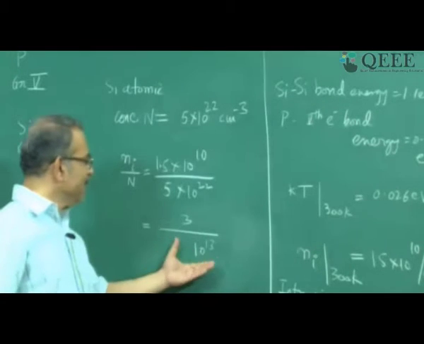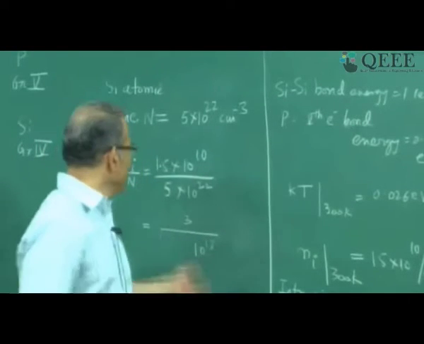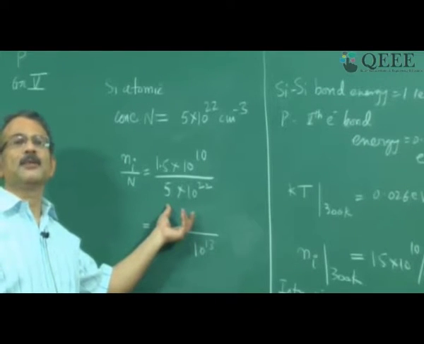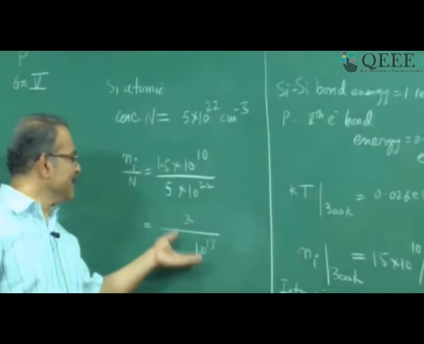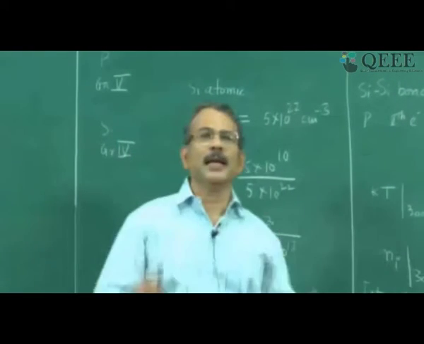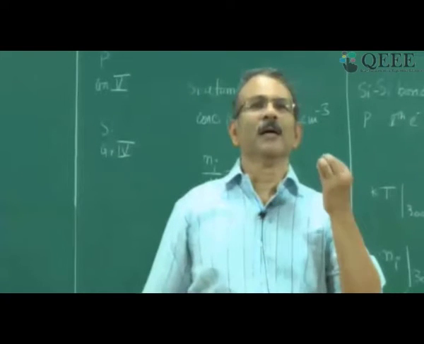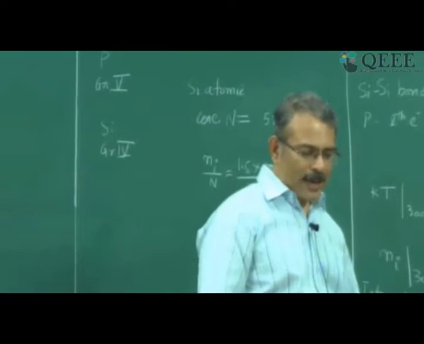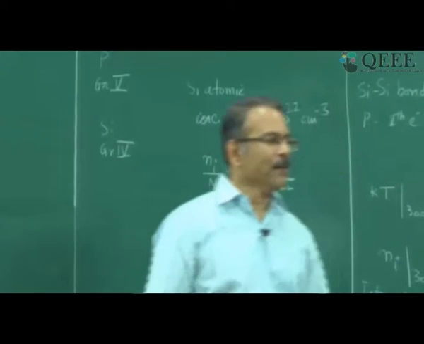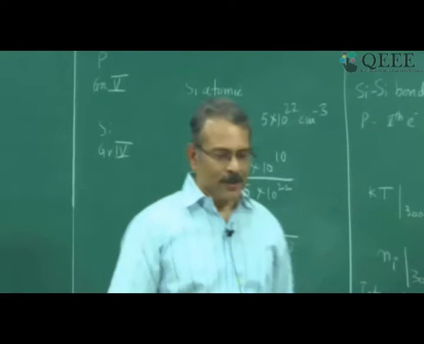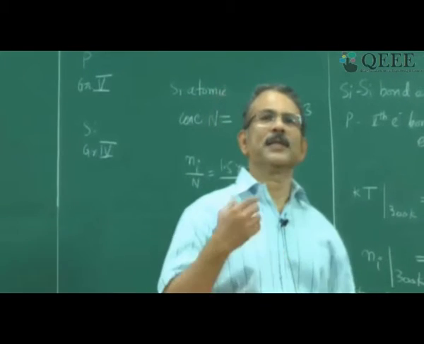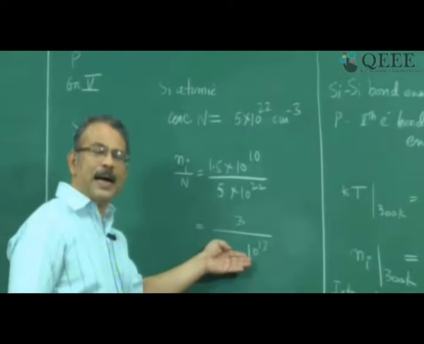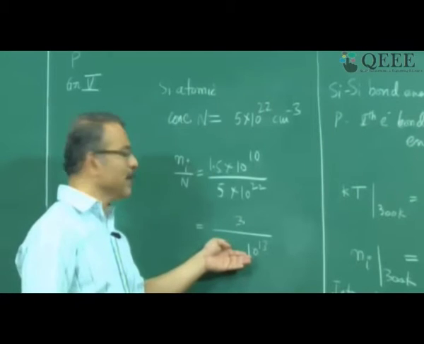This means for every 10 power 13 silicon atoms, only 3 silicon atoms have their bonds broken to give rise to electron hole pairs in an intrinsic semiconductor or pure semiconductor. You can see that this number is really small. Now as compared to this, for a phosphorus doped silicon, all the phosphorus atoms will get ionized, while only 3 out of 10 power 13 silicon atoms get ionized in pure silicon.